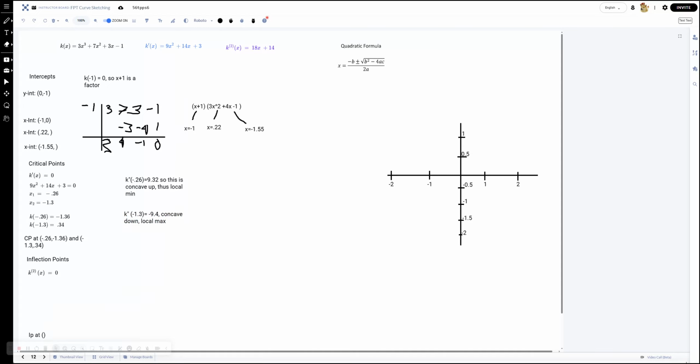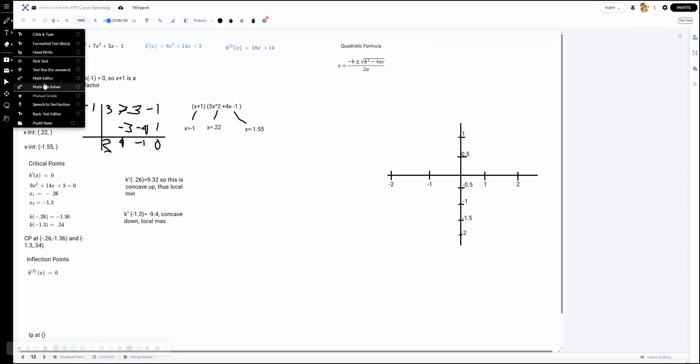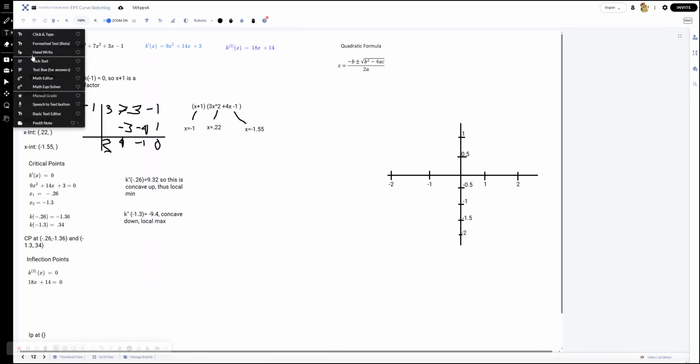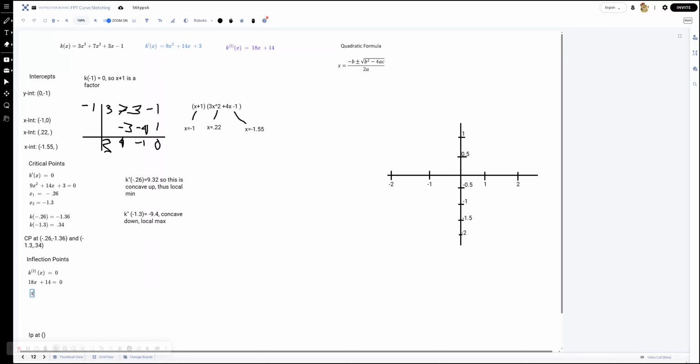Awesome. Final thing we have to do is our inflection point, and that occurs when the second derivative is equal to 0. So let's do that. I know it is a little bit of an unconventional form for the second derivative, but this is the only way the software that I'm using would let me input it. So we can immediately see that x is equal to negative 14 over 18, which can be simplified to negative 7 over 9.